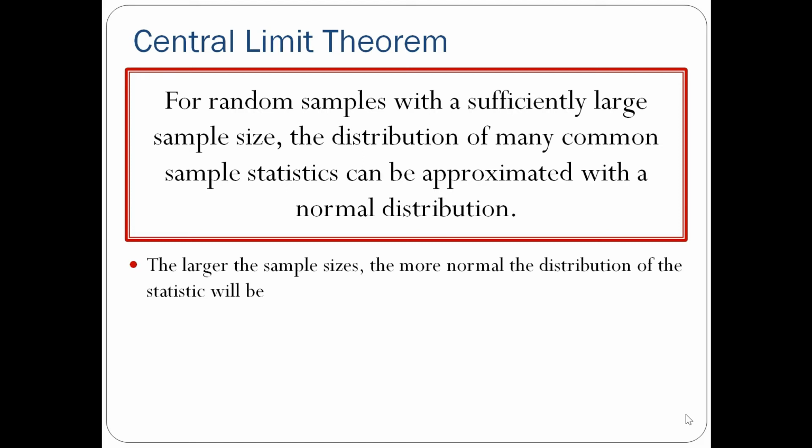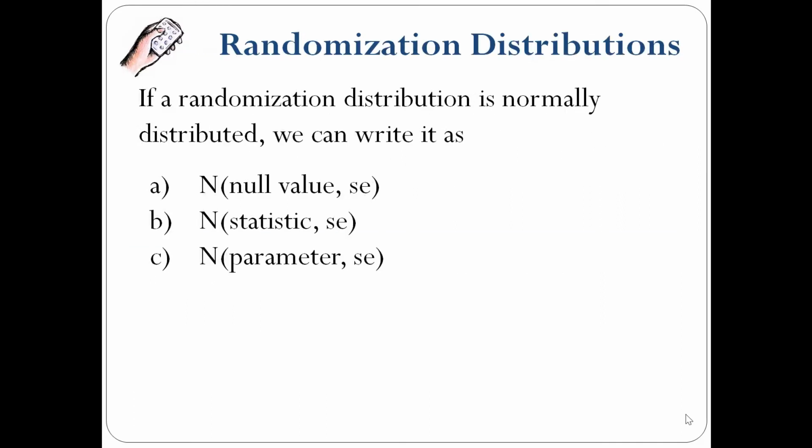Basically, we're saying the larger the sample size, the more normal the distribution of the statistic will be. Now, the words sufficiently large will be discussed in more detail in chapter 6. Okay, here's a question. If a randomization distribution is normally distributed, how can we write it? Let's remember, a randomization distribution is always centered around the null, exactly. So the mean will be the null value and the standard deviation will be the standard error. So I can write the randomization distribution as N(null value, SE).